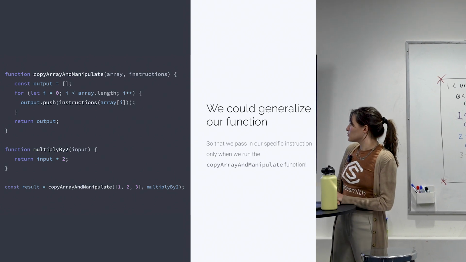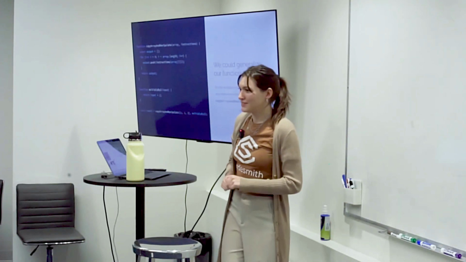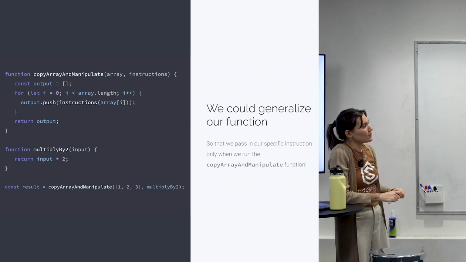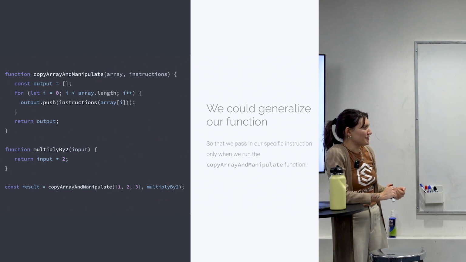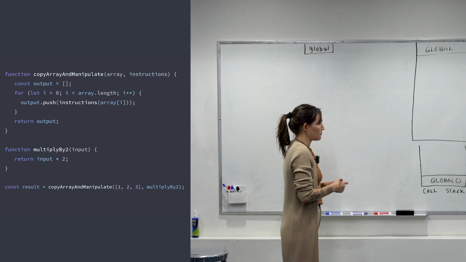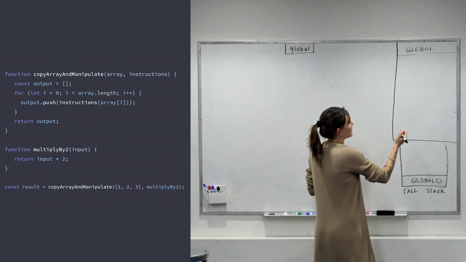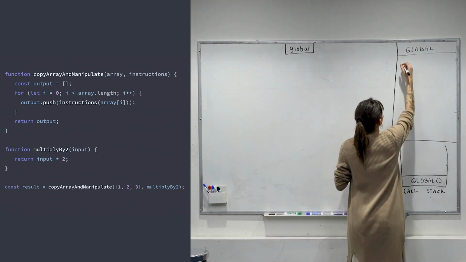So, cool. Does anyone want to go through this with me? Dennis, you want to give it a try? Cool. All right, start us off at the top. You're declaring a function, copyArrayAndManipulate. Okay, cool. And where am I storing that? In the global memory. Super.